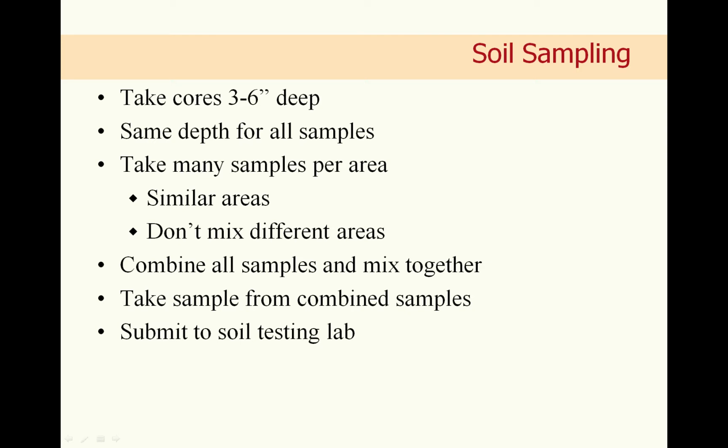Within an area, you'd want to take many samples because areas can be quite variable. Then eventually you're going to mix these samples together, but you would only want to mix samples from similar areas. So if you had a turf area where one part of the lawn was really flat, open, and sunny, and then another area that was sloped and shady, you'd want to keep those samples separate. So you would submit 2 different samples to the soil testing lab. You'd combine all the samples from a given area together and mix it, and then take a subsample from that, and that's what you would send in to the soil testing lab.